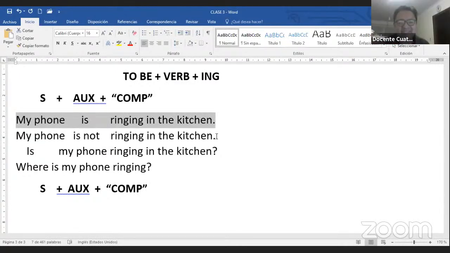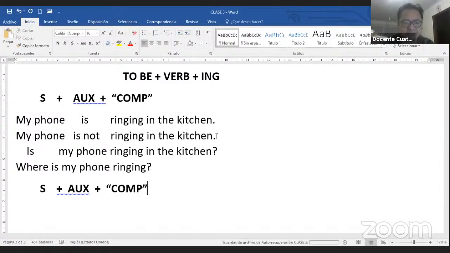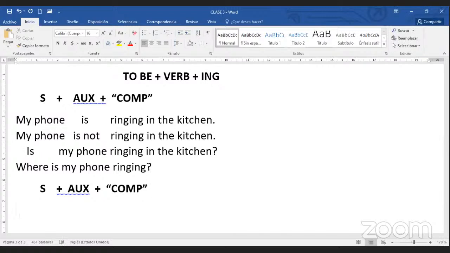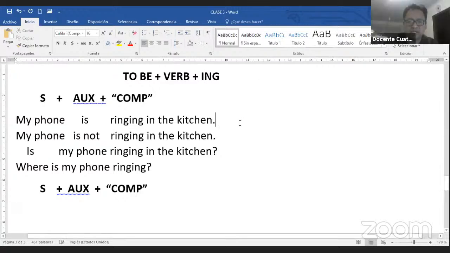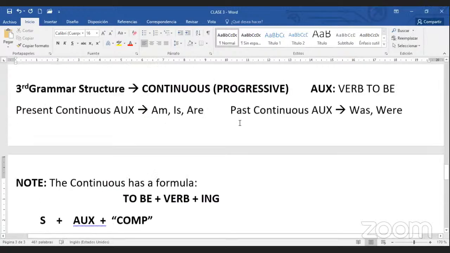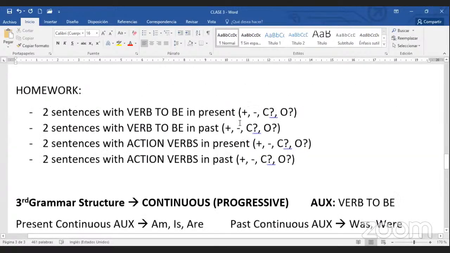Liber, the sentence in present: My phone is ringing in the kitchen. Can you give me the past idea of this sentence? I don't understand because I don't know the verb in past. I don't know.